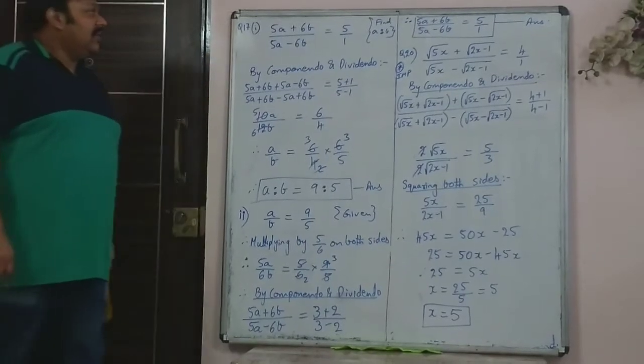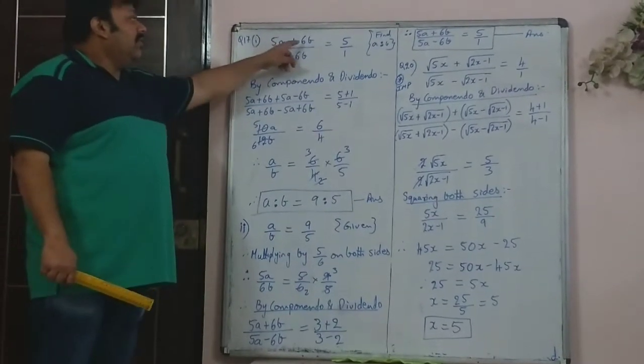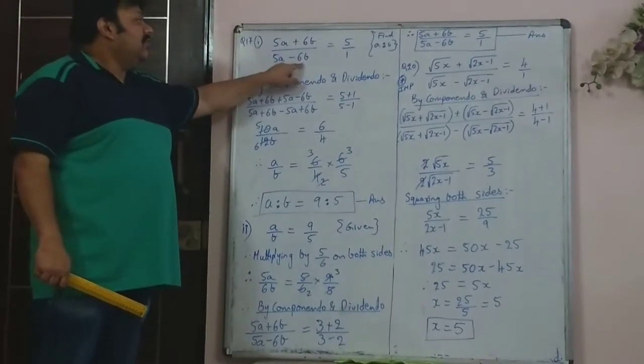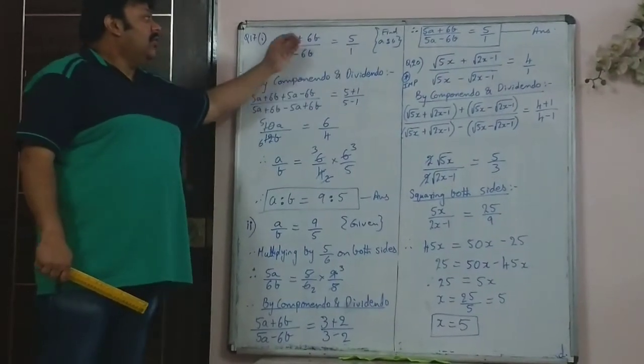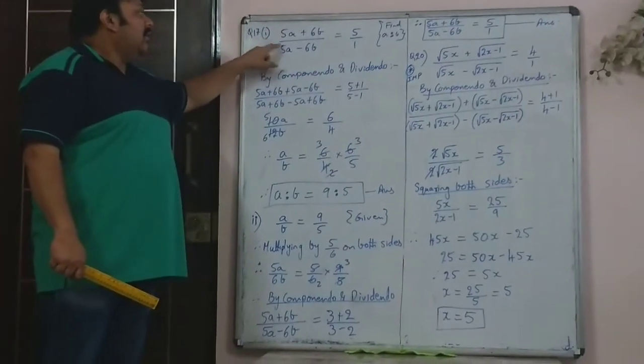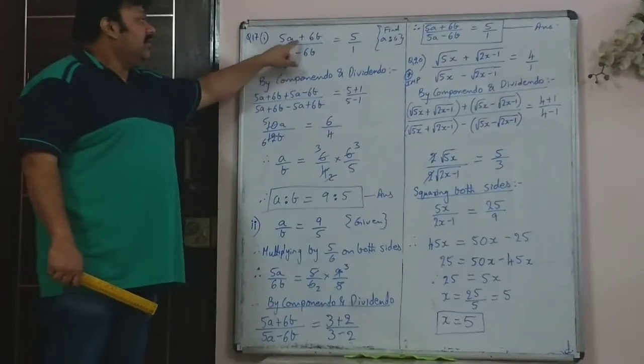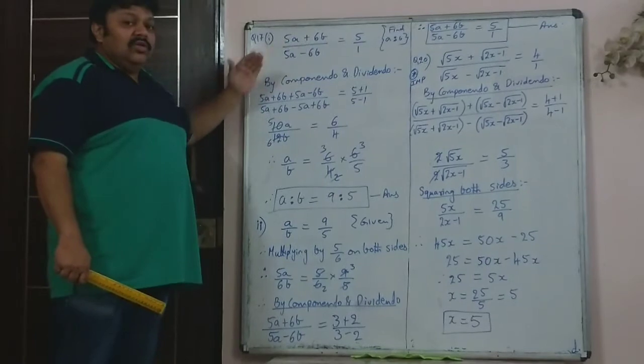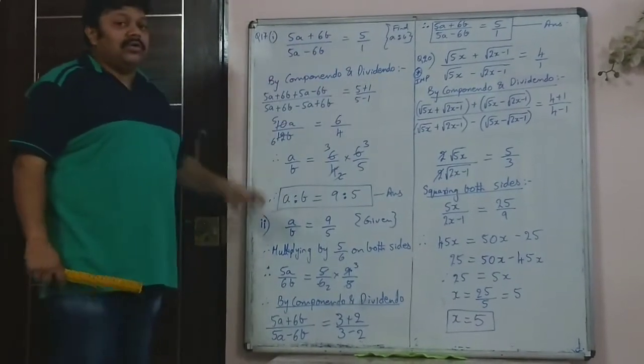Now look at the 17th sum. You are given 5a plus 6b upon 5a minus 6b is 5 by 1, and you are asked to find a is to b. So as soon as you look at this, you know that the coefficients are same and thus there is a difference in sign. So as I told you, you have to use componendo dividendo.